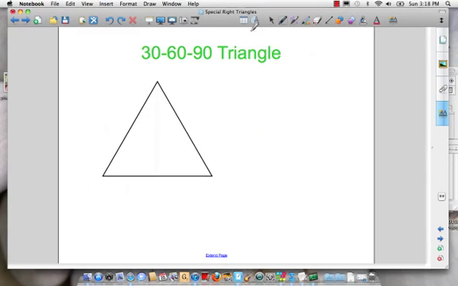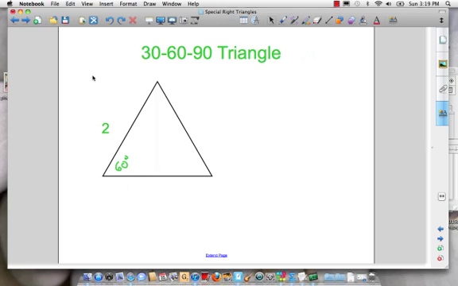Next, we're going to consider a 30-60-90 triangle. Now, this triangle that you see in front of you isn't really a 30-60-90. It's an equilateral triangle, which means that all three of its angles measure 60 degrees. So I'm going to go ahead and label this 60 degrees. And again, I can be arbitrary about what side length I want to give each side. So I'm just going to say that the length of each side of this equilateral triangle is 2.